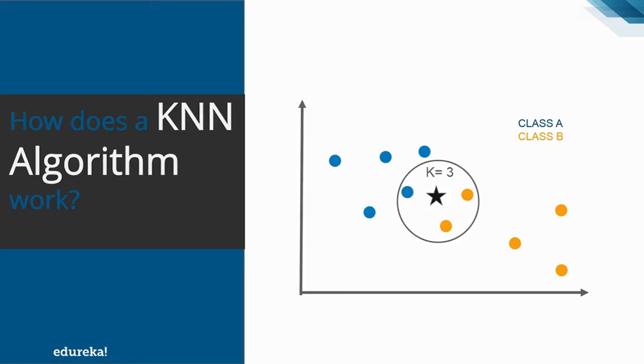Now since in this case we have a majority of orange points, you can say that for K equals 3, the star belongs to class B. Or you can say that the star is more similar to the orange points. Moving on ahead. Well, what if K equals 6? For this case, you have to look for 6 different points which are closest to the star. So in this case, after calculating the distance, we find that we have 4 blue points and 2 orange points which are closest to the star. Now as you can see, the blue points are in majority, so you can say that for K equals 6, the star belongs to class A, or the star is more similar to blue points.